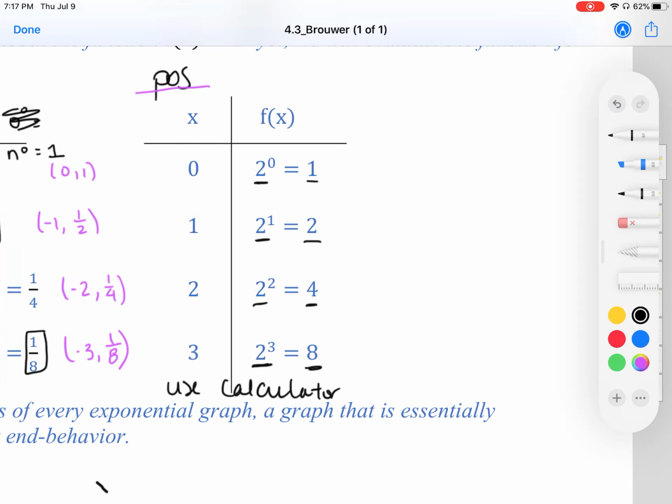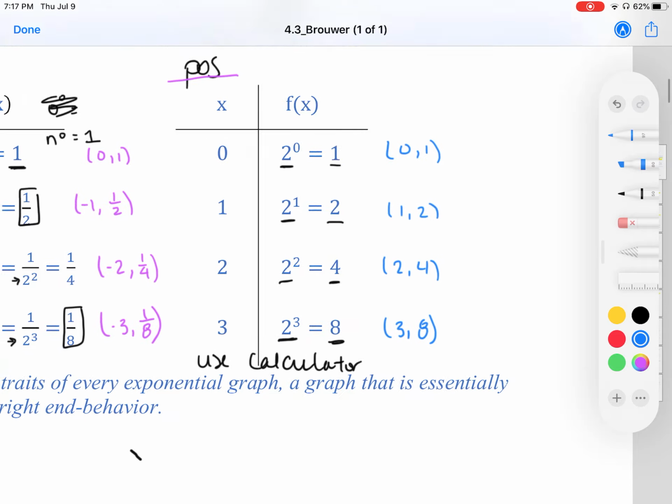So we have now added some more points. We have the points (0, 1), (1, 2), (2, 4), and (3, 8). All right, let's go ahead and plot them and see what figure we have.